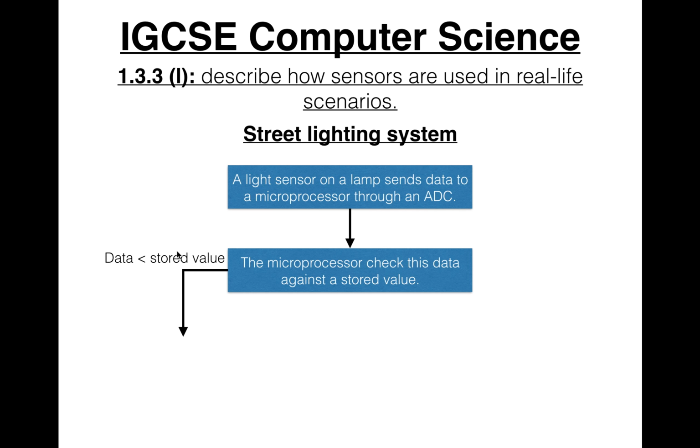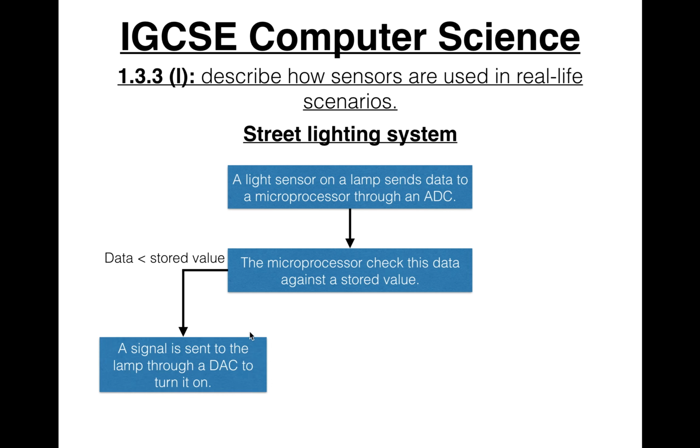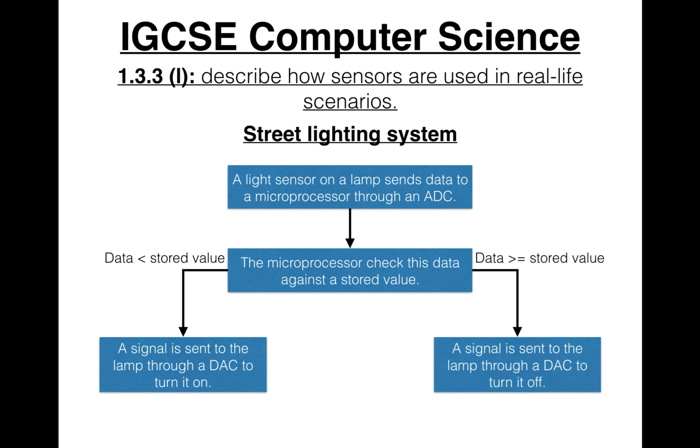Now, if the data is less than the stored value, then a signal is sent to the lamp through a DAC to turn it on. Turn the lamp on, that is. If the data is higher than or equal to the stored value, a signal is sent to the lamp through a DAC to turn it off.